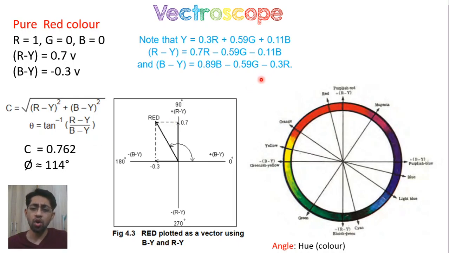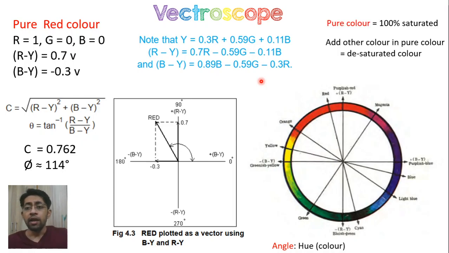Now let us take the case of saturation. If any color is pure, then I will call it a 100% saturated color. But if we add some other color into that pure color, then that color becomes a desaturated color. Let us take an example. We have seen that for a red color, R is 1, and G and B are absent. But let us say we add some white color into the pure red color. Now that red will not be a pure color, so that will become a desaturated color.